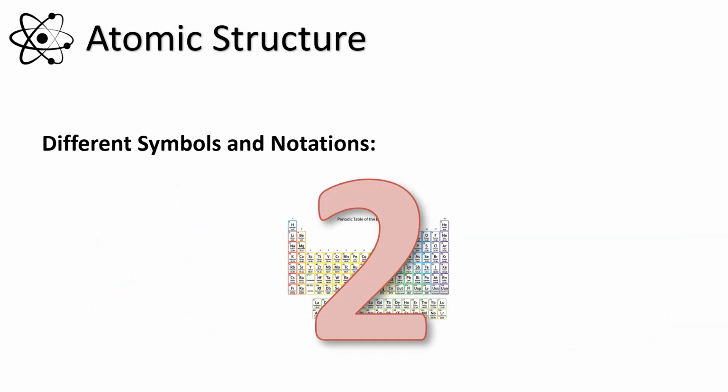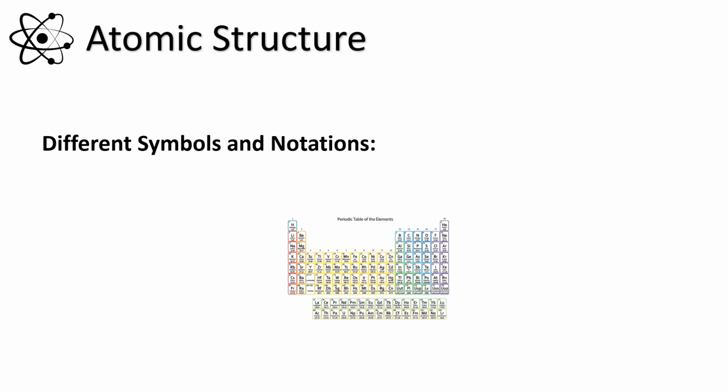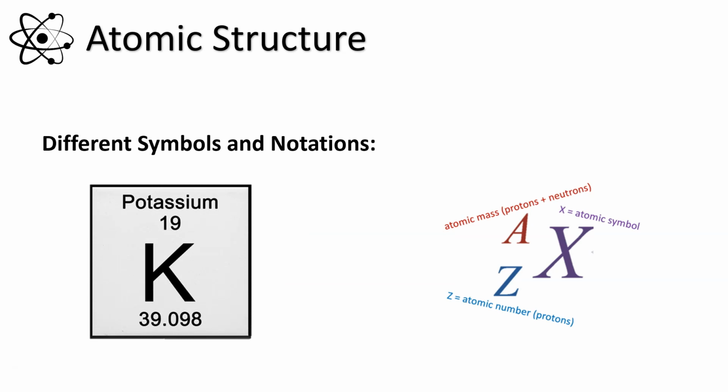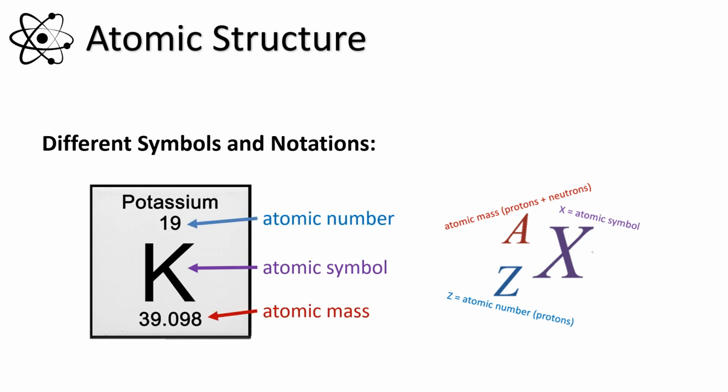Let's go on to the second type of notation, and this is what you see on the periodic table. I'm going to focus in on the symbol for potassium right here and point some stuff out. First of all, it's got pretty much all the same stuff as your isotopic notation. There's the atomic symbol, the atomic number, and then the atomic mass.